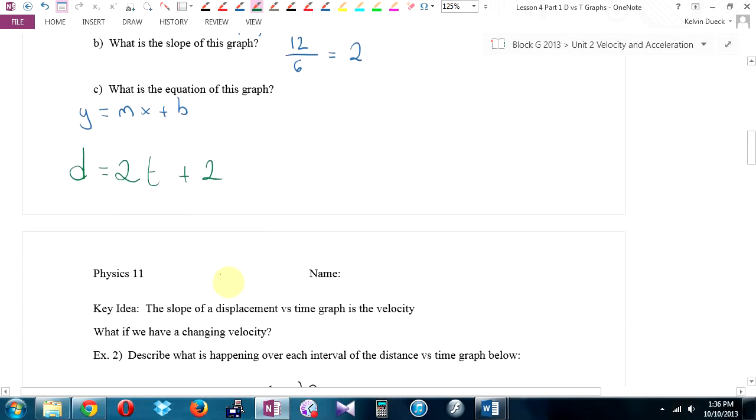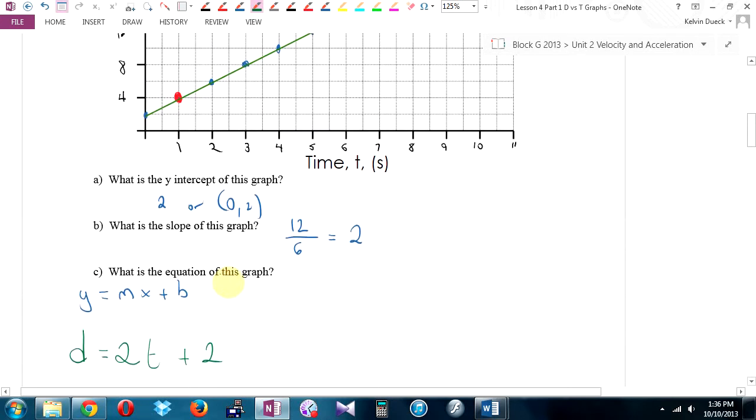Well, here's the key idea. What is the slope of this graph? What does it mean? Well, this goes to Valoria's comment earlier, she did say, hey, Mr. Dueck, on the y-axis, the units were meters. And on the x-axis, the units are seconds. So this is really measuring, when I go rise over run, meters over seconds.